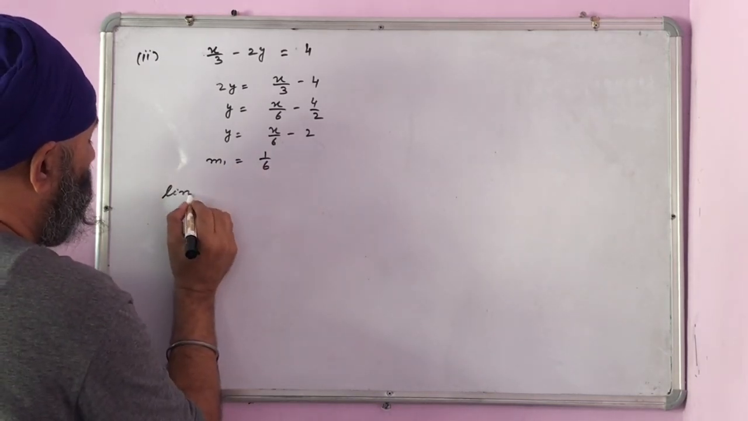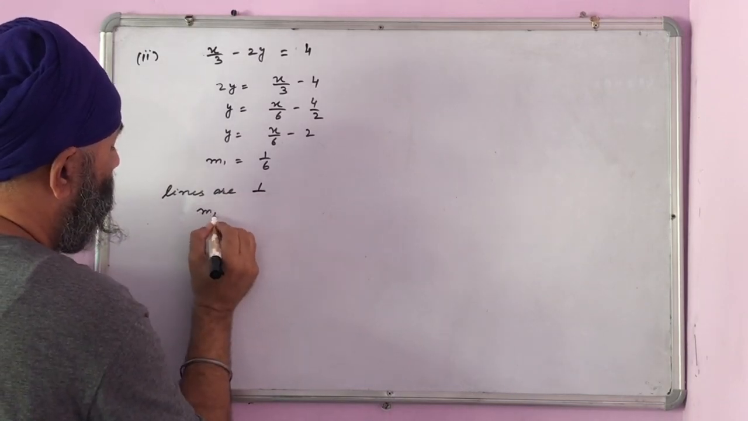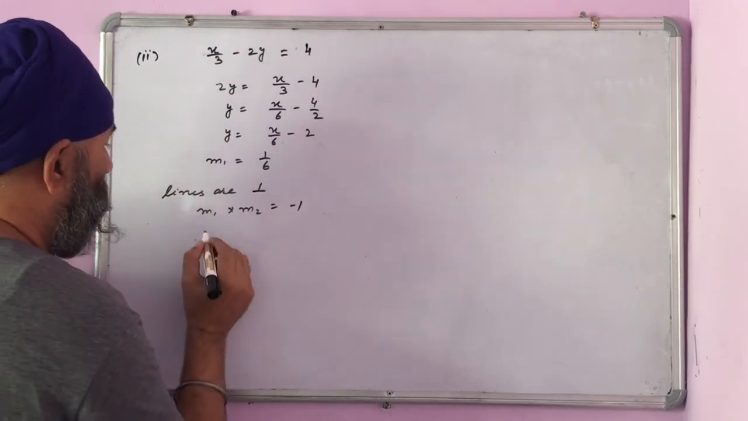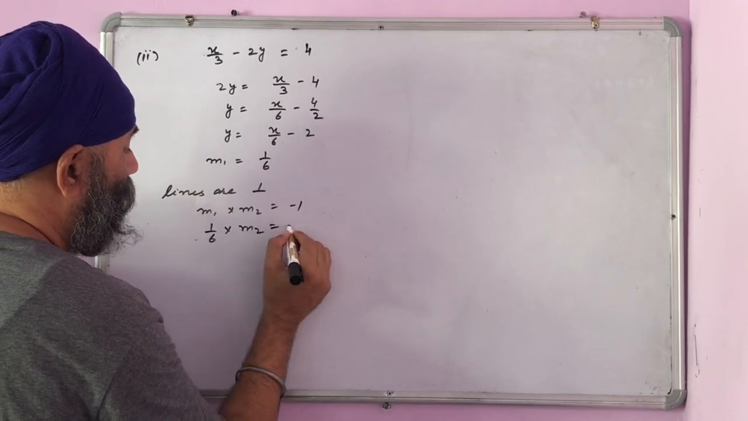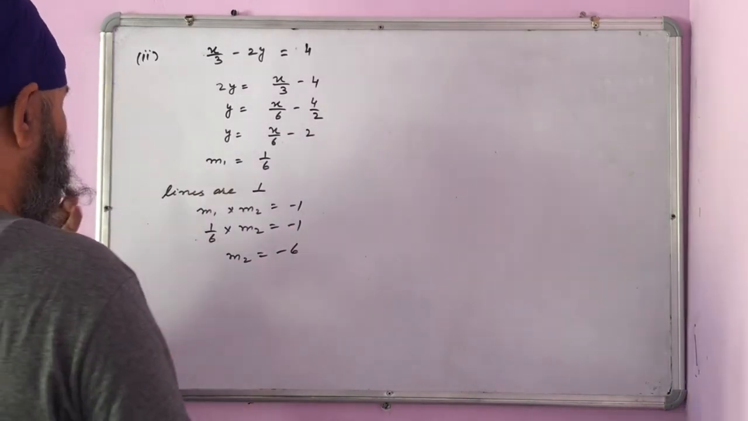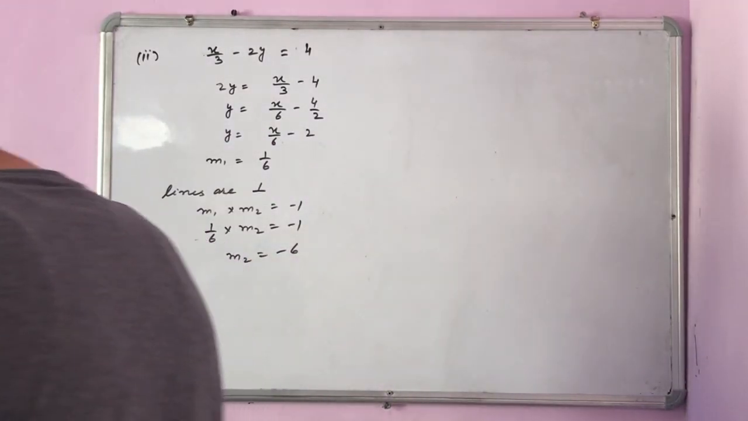As lines are perpendicular, then m1 into m2 will be equal to minus 1. m1 is 1 upon 6. m2 we have to find. So m2 is minus 6. Slope of the required line is minus 6.